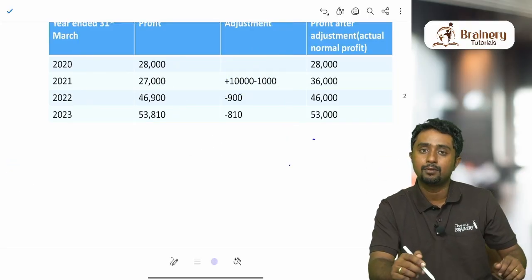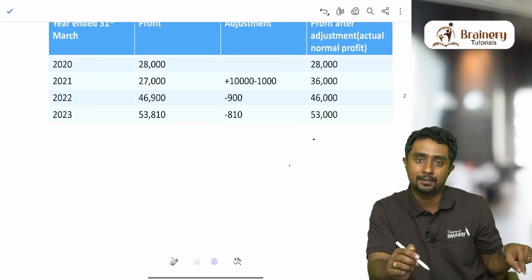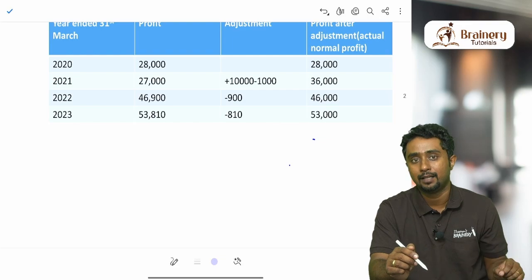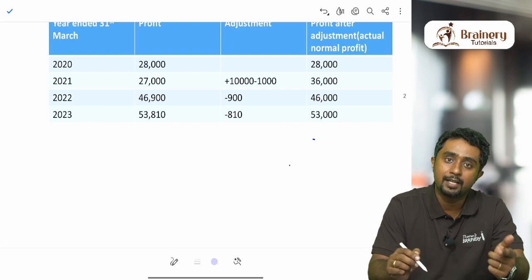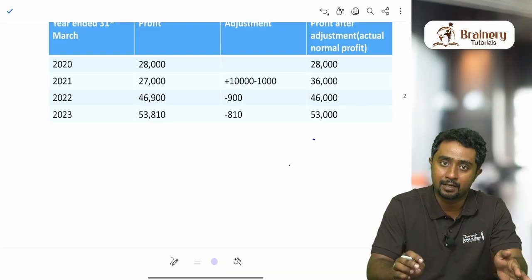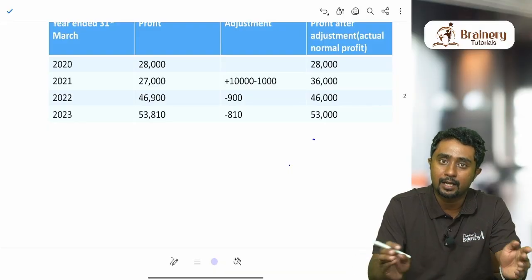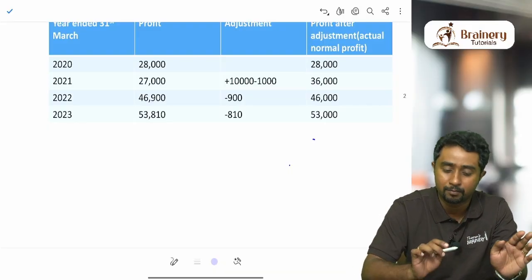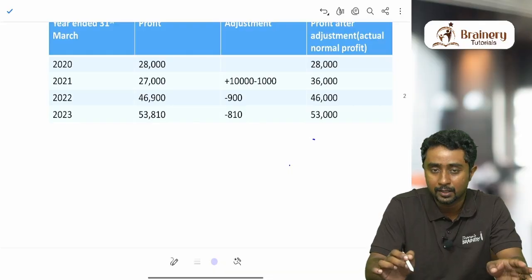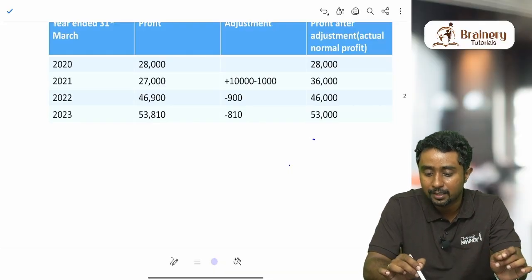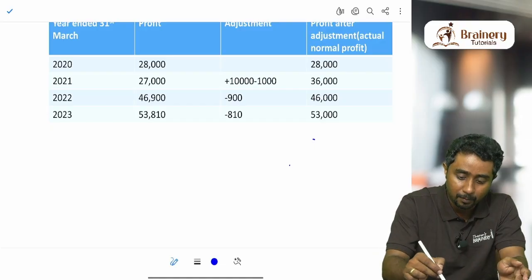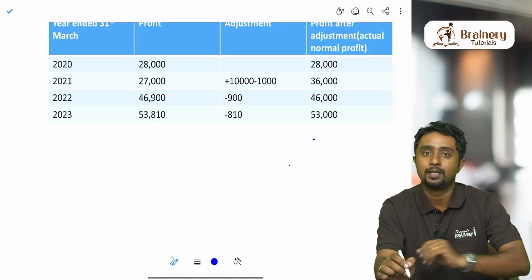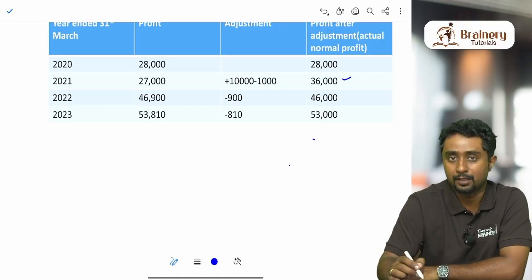I have deducted this 1,000 because the depreciation written in the profit and loss account is less. We were supposed to calculate depreciation for 10,000 also, but we didn't calculate that. So extra depreciation expense is coming, and that extra expense we have to remove from the profit. That is why I removed 1,000. And finally, in the last column you can see 36,000, that is 27,000 plus 10,000 minus 1,000.